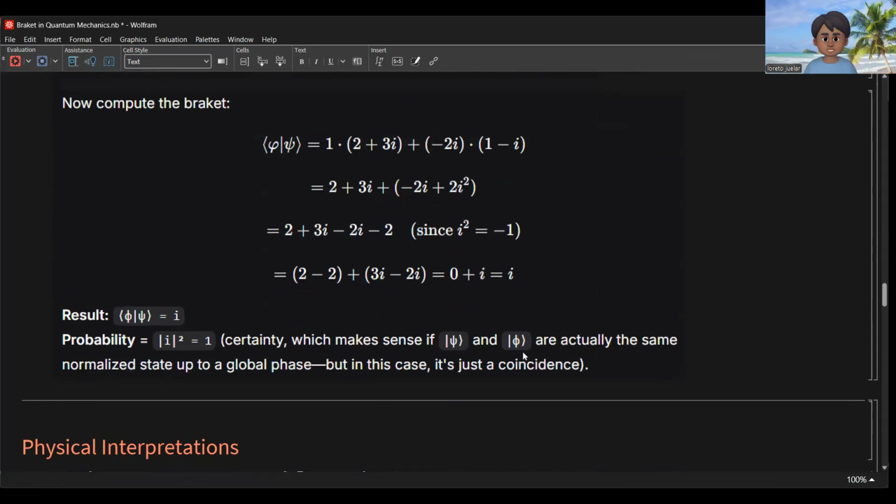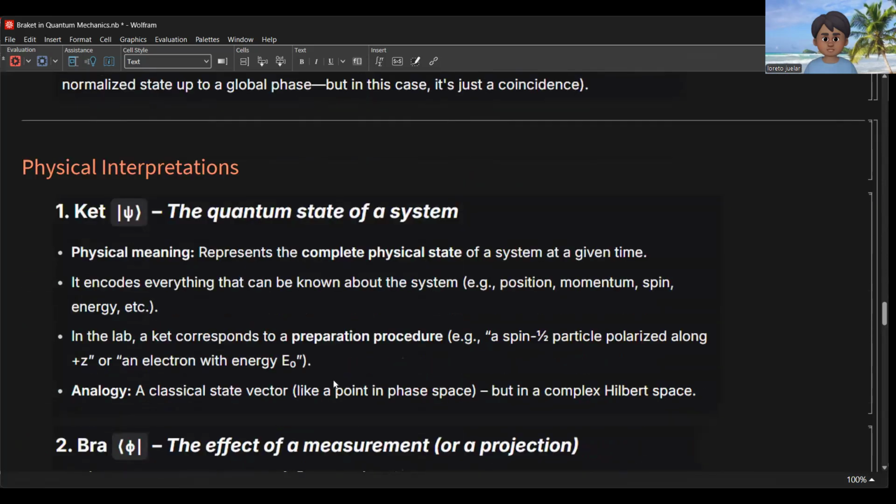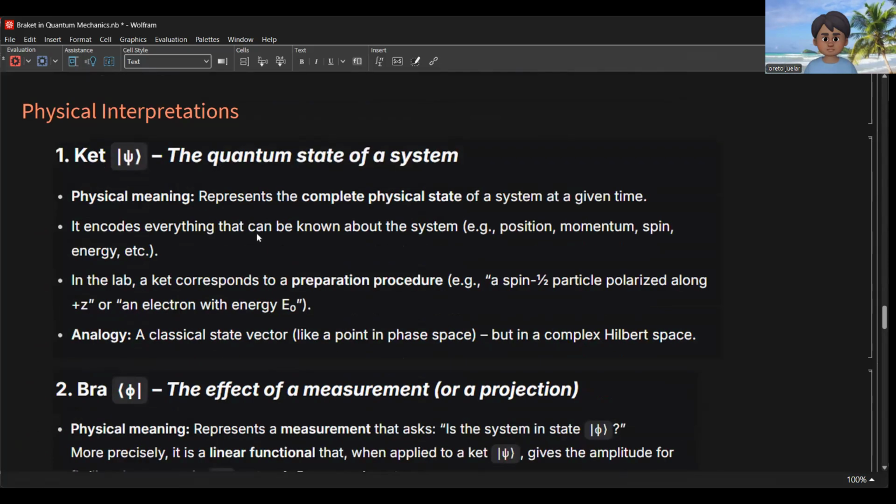which makes sense if the psi and phi are actually the same. So normalized state up to a global phase, but in this case, it's just coincidental. So we have the physical interpretation of the psi here, the quantum state of a system. The physical meaning: it represents the complete physical state of a system at a given time. It encodes everything that can be known about the system: position, momentum, spin, and energy.